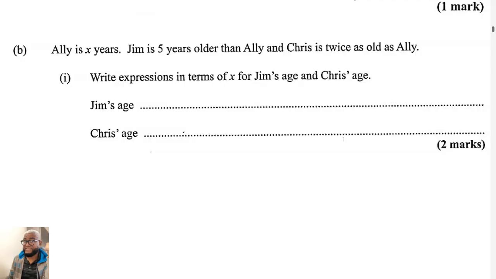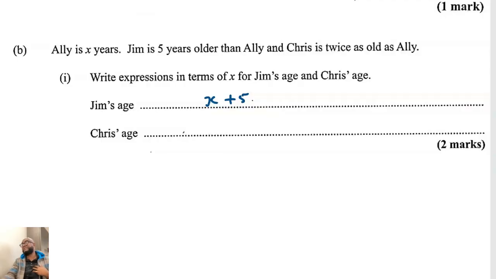Ali is X years. Jim is 5 years older than Ali, and Chris is twice as old as Ali. So we related everything to Ali, right? So if Jim is 5 years older than Ali, talk to me. What's the expression for Jim's age? 5 plus X. I like to put the X first. X plus 5. Okay? Jim is 5 years older than Ali.